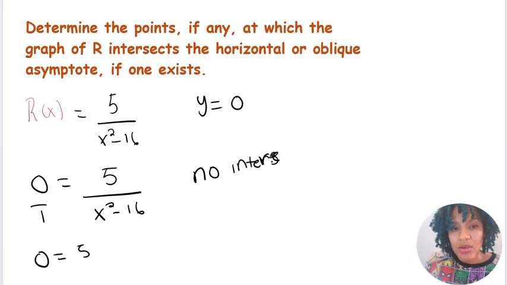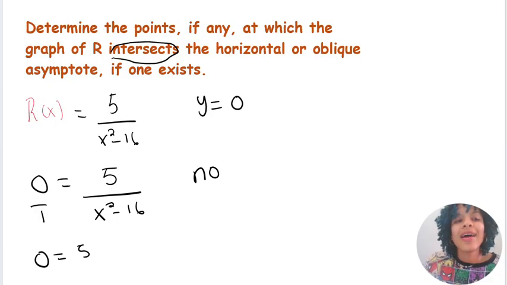I don't know how to spell. It says it right here: no intersection. Let me just take the time and do that correctly. No intersection.